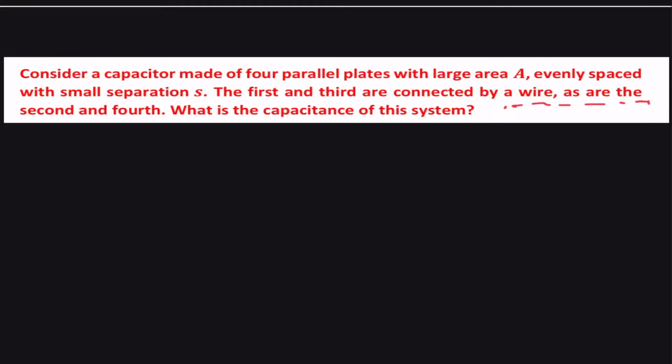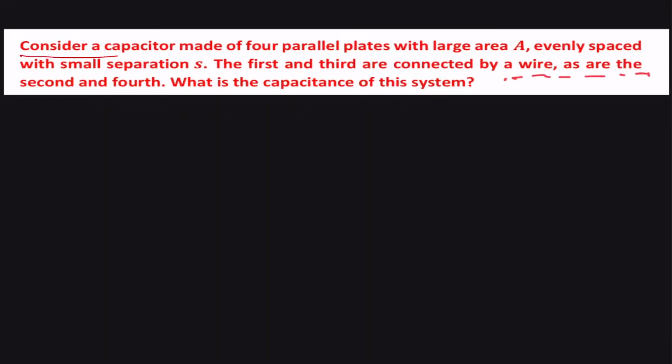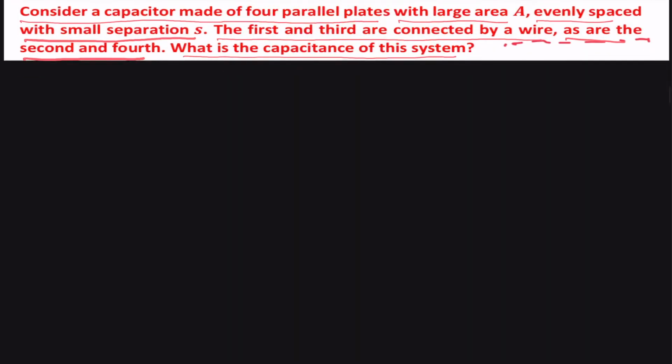The question states that consider a capacitor made of 4 parallel plates with large area A, evenly spaced with a small separation S. First and third are connected by a wire as they are second and fourth. What is the capacitance of this system? So this type of question has been dealt many times, and here it is only given with respect to the statement. So we are given 4 plates.